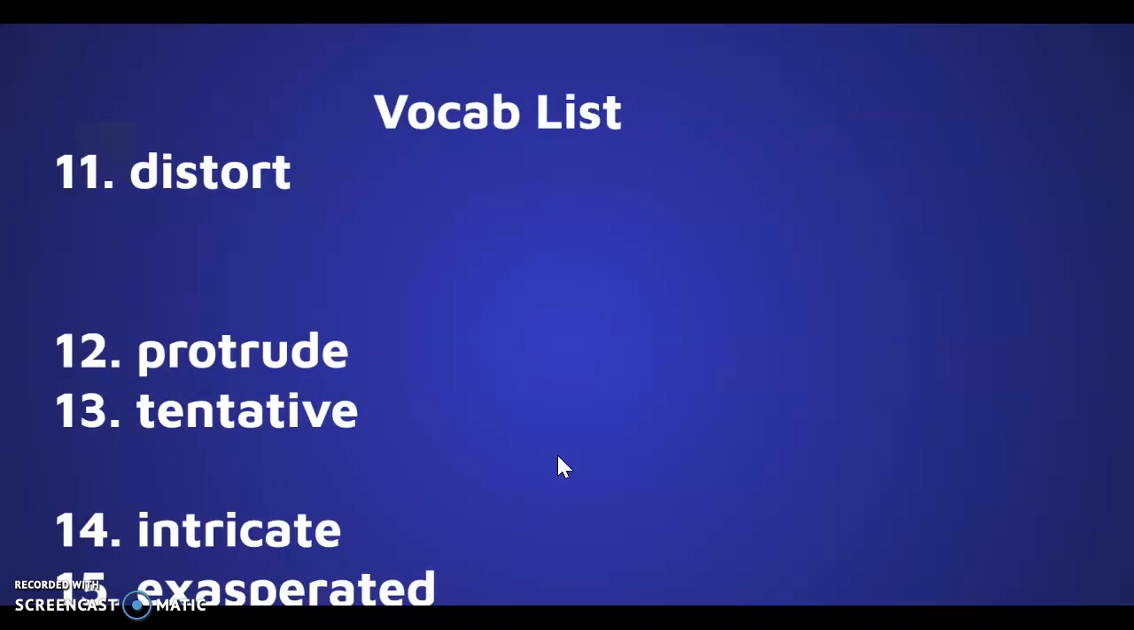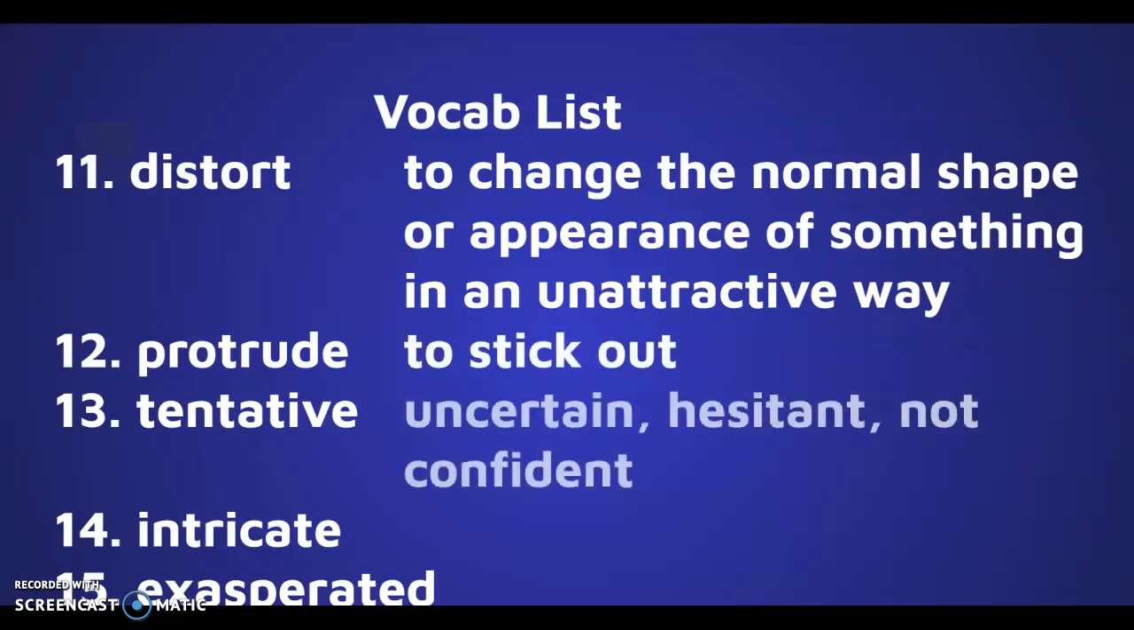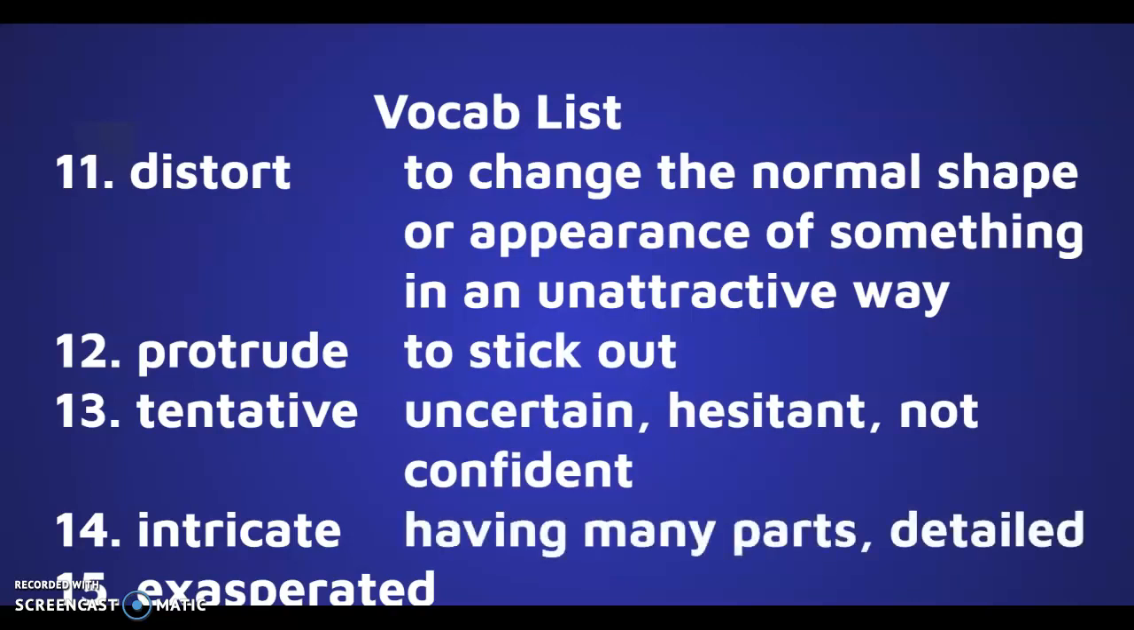So let's just review these 5 words, and you can pause the video to review if you want. Distort means to change the normal shape or appearance of something in an unattractive way. Protrude means to stick out. Tentative means uncertain, hesitant, or not confident. Intricate means having many parts, detailed. Exasperated means very angry or annoyed.